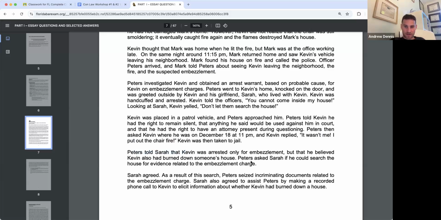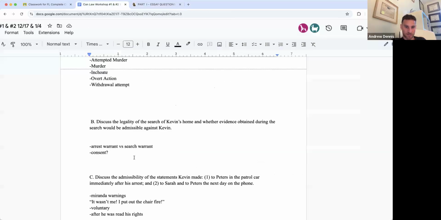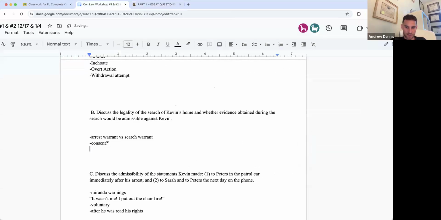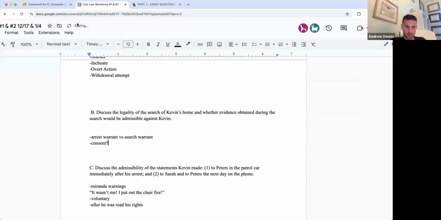So Peters told Sarah that Kevin was arrested only for embezzlement, but that he believed Kevin also burned down someone's house. Peters asked Sarah if he could search the house for evidence related to the embezzlement charge. Sarah agreed.